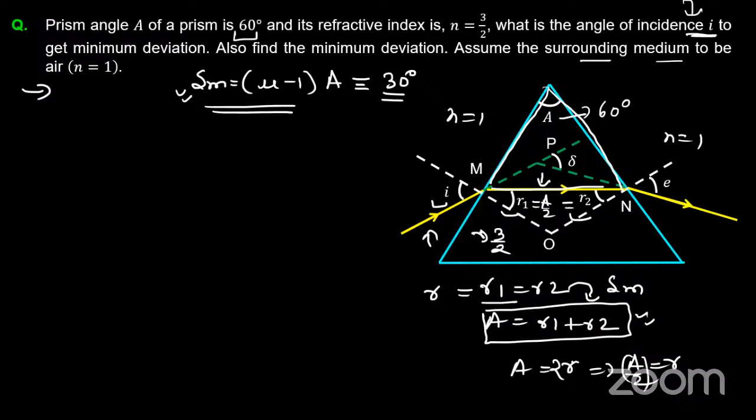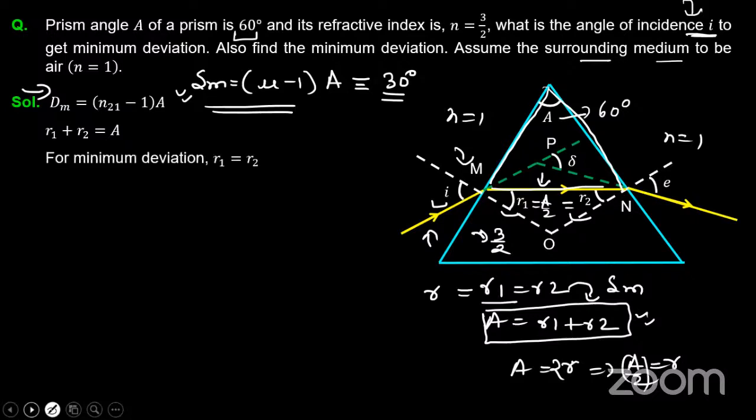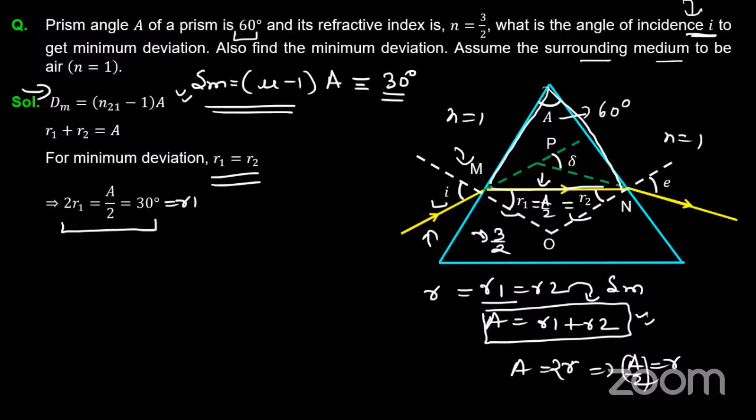Can't you apply Snell's law here? Here we'll apply Snell's law. I am showing you the solution because I hope you're able to solve up to this point only. For minimum deviation, we know this is the relation. Then we also know that 2R is A by 2. Again, R1 value comes out to be 30 degrees. R2 is the same here.